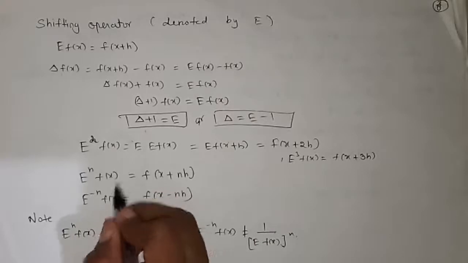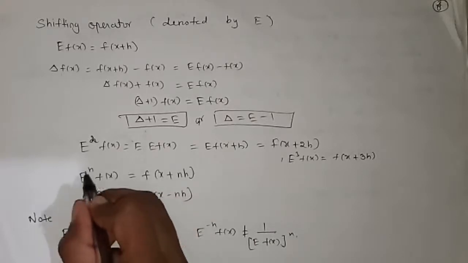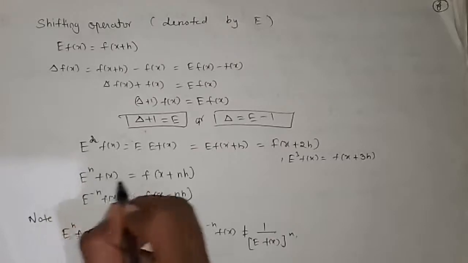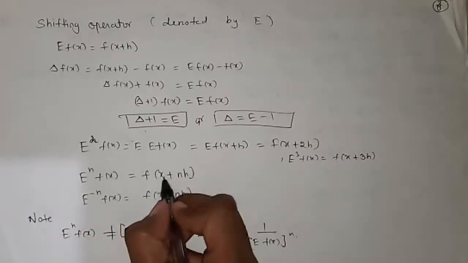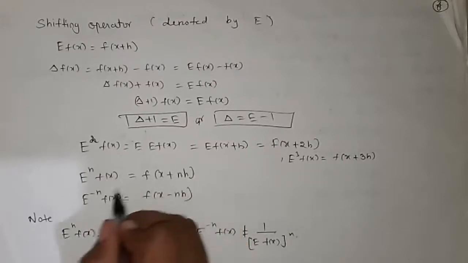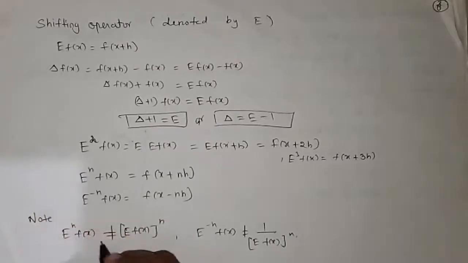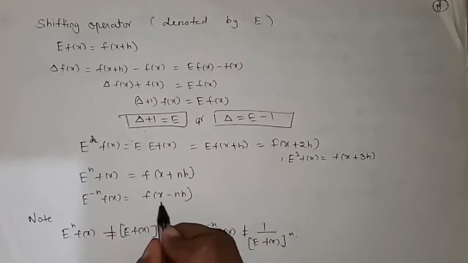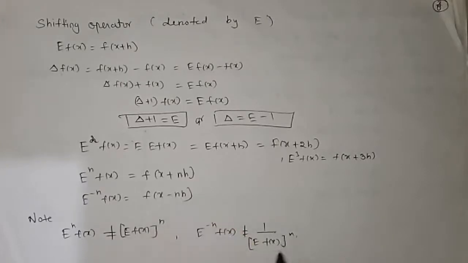Simply, what we can conclude from this is that E has power n, so it shifts up to the nth value, so f(x + nh). If it has minus n, then f(x − nh). So this is how the shifting operator E works. If we have Eⁿ f(x), we cannot write this as (E f(x))ⁿ. Both are not equal. Similarly, if we have E⁻ⁿ f(x), then we cannot write this as 1 upon (E f(x))ⁿ. E⁻ⁿ is nothing but f(x − nh), not like this way.